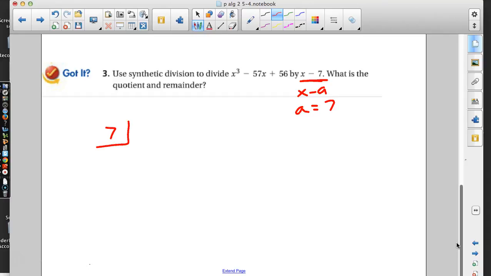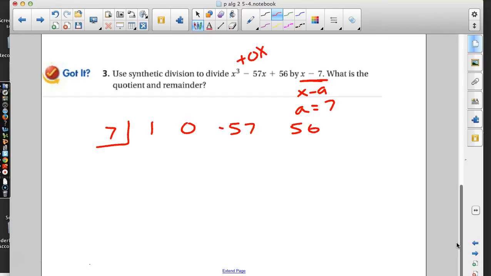The next thing I'm checking for is, is the problem in standard form? And even if it is, is there anything missing? There is. We don't have an x squared this time. You have to put a 0 in for that or it won't work. So 1x cubed, 0x squared, negative 57x, and 56.